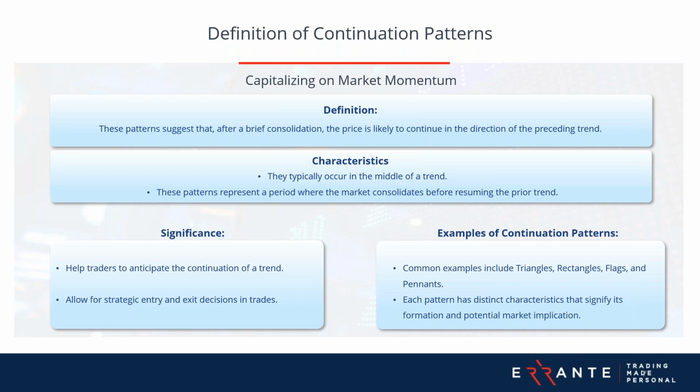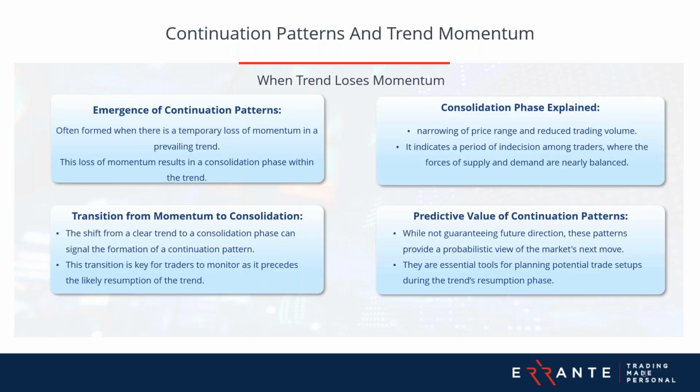Okay, there are several types of continuation patterns, each with unique features and implications. Common examples include triangles, rectangles, flags, and pennants that we will discuss in this webinar later. Understanding the nuances of these patterns is crucial for traders as each offers different signals regarding the continuation of the trend and potential trading opportunities. As we progress through this webinar, we will delve deeper into each of these continuation patterns, exploring their formation characteristics and the trading strategies that can be employed when these patterns are identified.